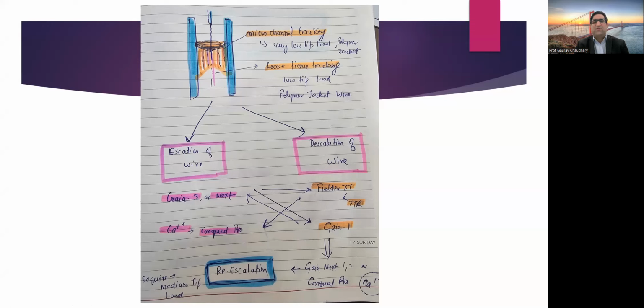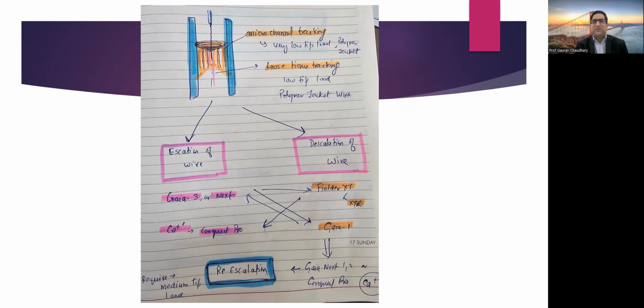Many times when we come across a hard part of the CTO, then of course we escalate the wire with high tip load wires like Gaia 3, which has 4.5 gram tip load, or Gaia Next, which is recently available. And if it is calcific, then we can of course go with the Conquest Pro. So this is escalation of the wire according to the morphology of the CTO body and the distal cap.